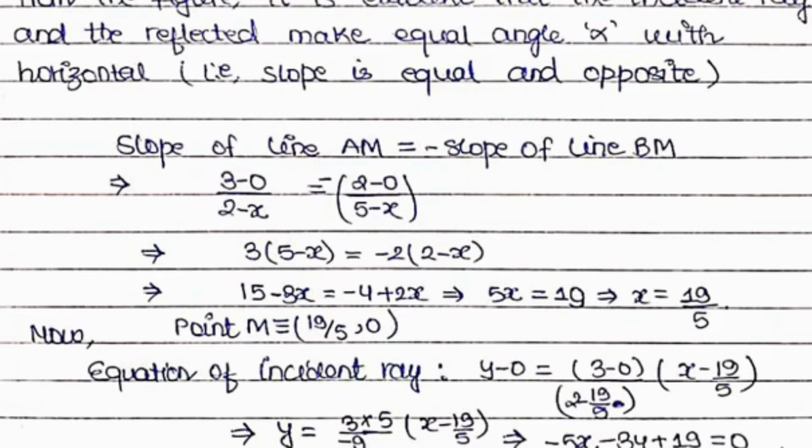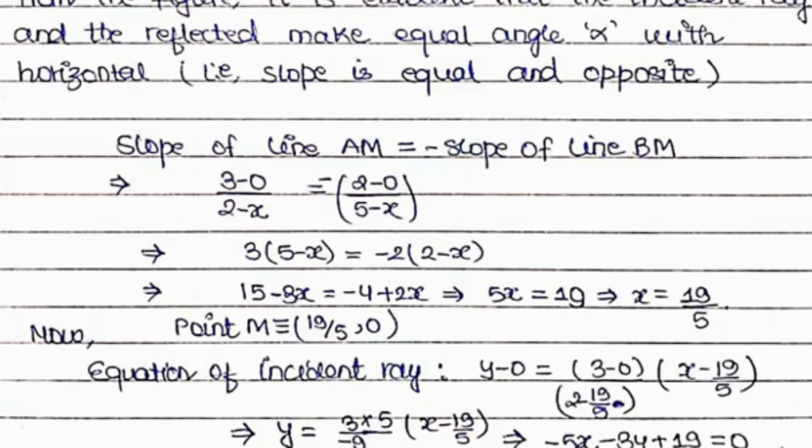The reflected ray. Okay, so we can write the slope of line AM as 3 minus 0 upon 2 minus x, and slope of line BM as 2 minus 0 upon 5 minus x. So 3 minus 0 upon 2 minus x equals to negative of 2 minus 0 upon 5 minus x. If we solve this, we will get x equals to 19 by 5. Now we know that the coordinates of point M were x, 0, and x is equal to 19 by 5. Therefore, the coordinates of point M are 19 by 5, 0.